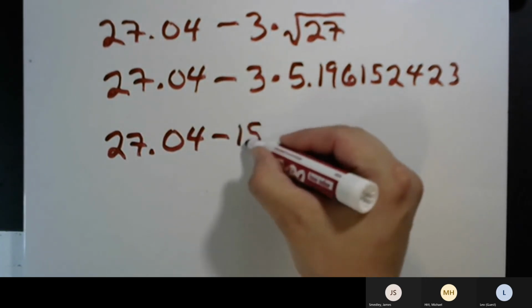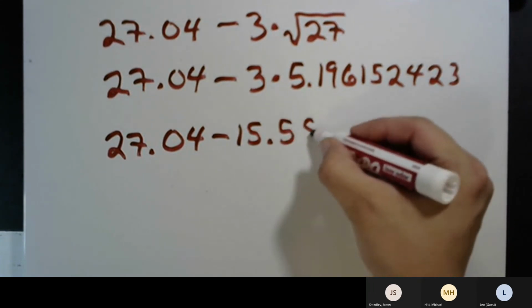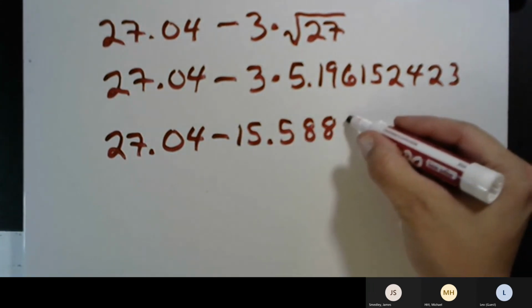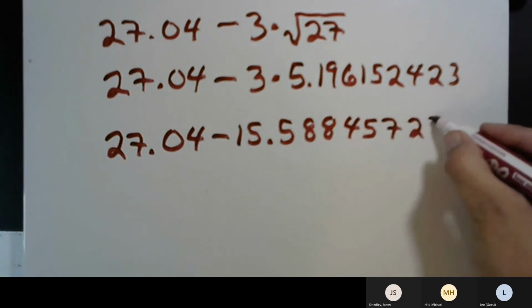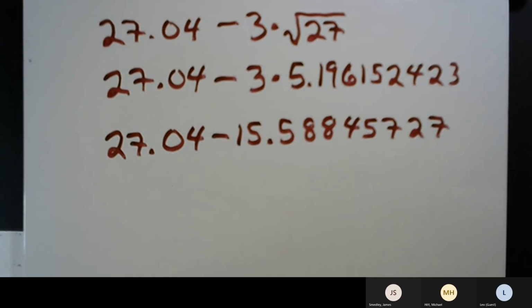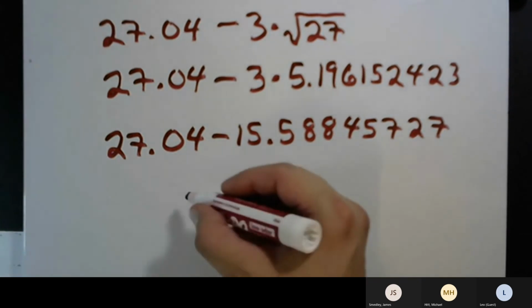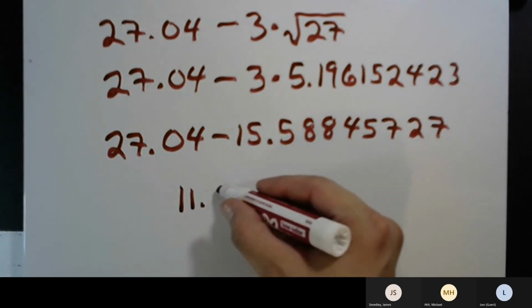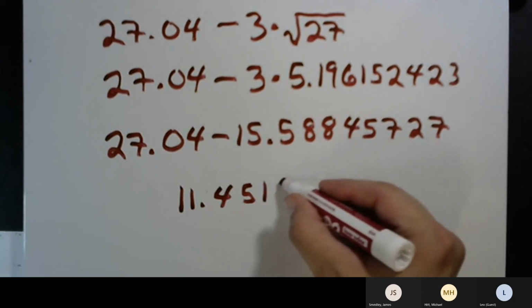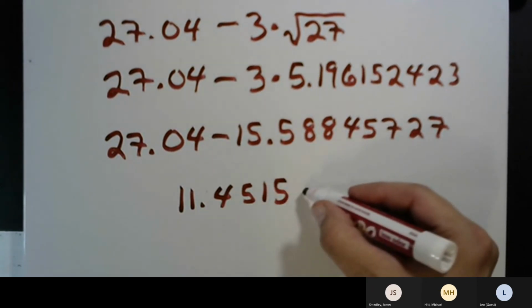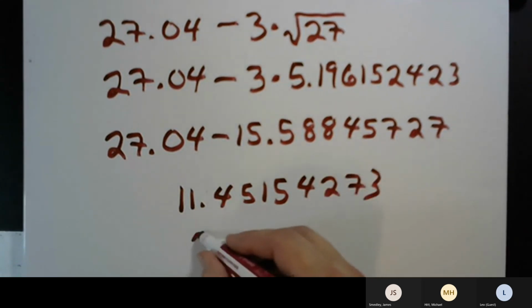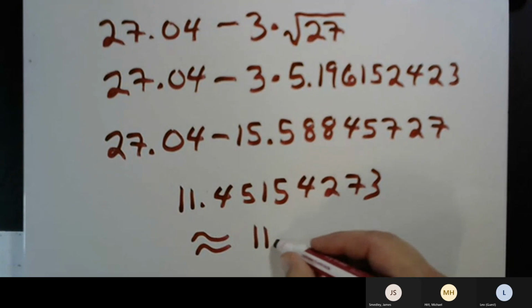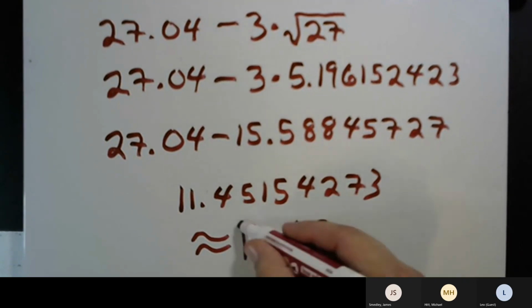So again, we're just going to get a bunch of decimal places, and we'll just carry those with us. And lastly, we're going to subtract. And that'll give us 11. And rounding to the second decimal place, we're going to 11 and 45 hundredths.